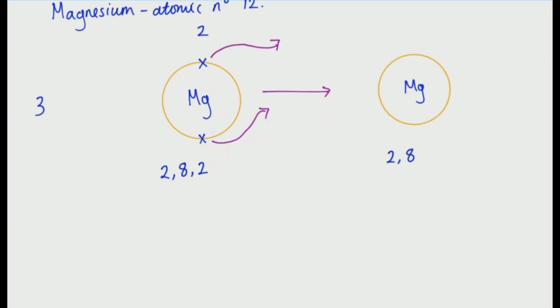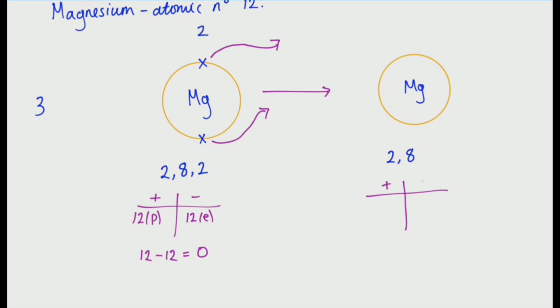Now let's look at the charges, count the charges. So the positive and negative charges. Well, the magnesium atom will have 12 positive charges from the 12 protons, 12 negative charges from the 12 electrons. So if you take away the negative from the positive, you get a charge of 0. So the magnesium atom will be 0.